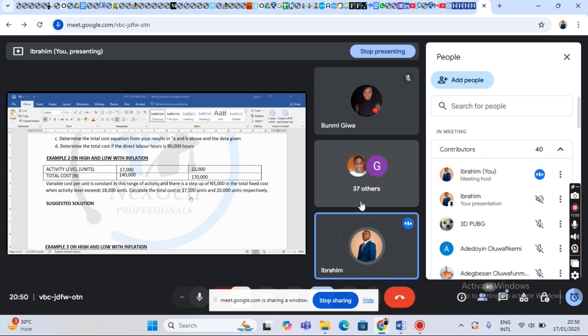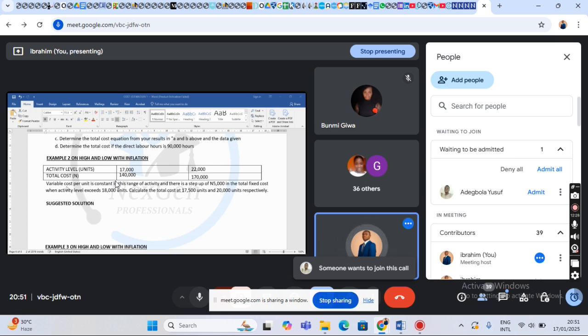Now, calculate the total cost at 17,500 units and 20,000 units. This is very simple. Don't forget that what was given to us is the total cost of 140 and 170, and when the cost is 140, the level of activity is 17,000. If your production exceeds 18, from 18 above, you need to add 5,000 naira to your total fixed cost.